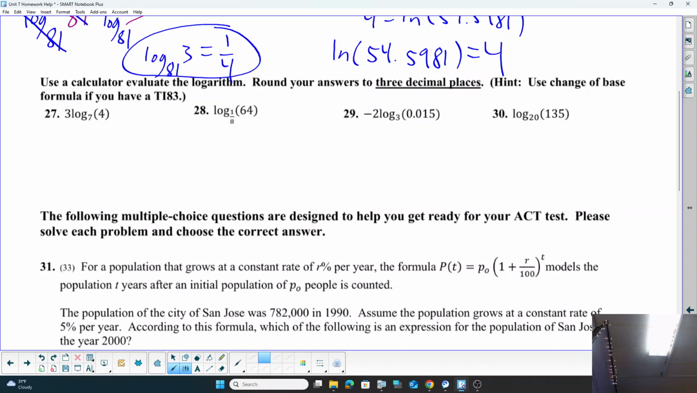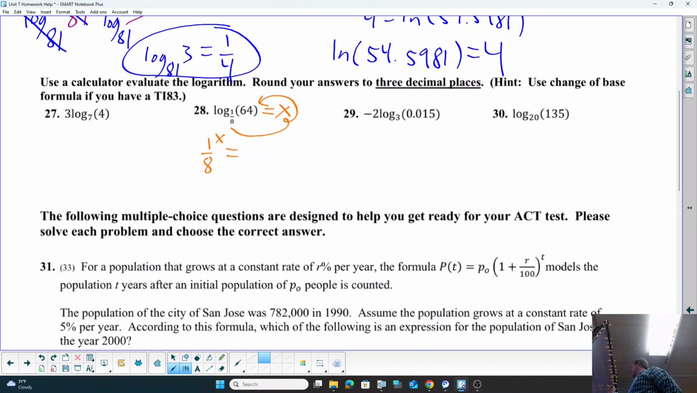Use your calculator to evaluate the logarithm. Round your answer to 3 decimal places. Use change of base formula if you have a TI-83. So basically, there are 2 ways to do these. There's actually more than that, but there are 2 ways. So one way is to just set it equal to x and solve for x. And so it would be 1/8 to the x power equals 64.